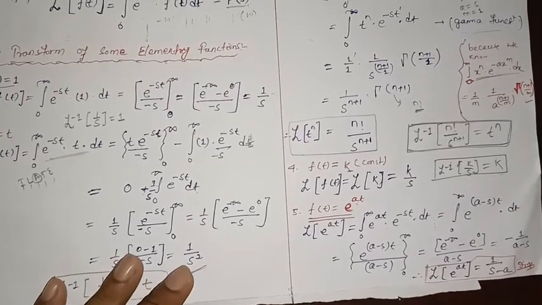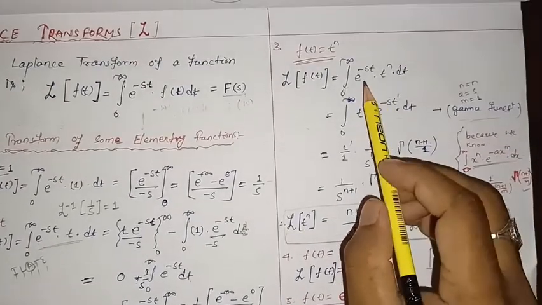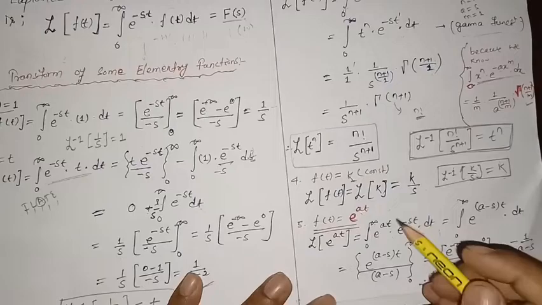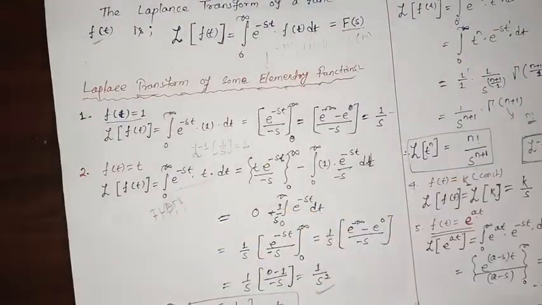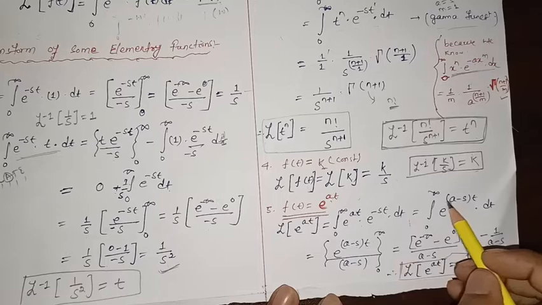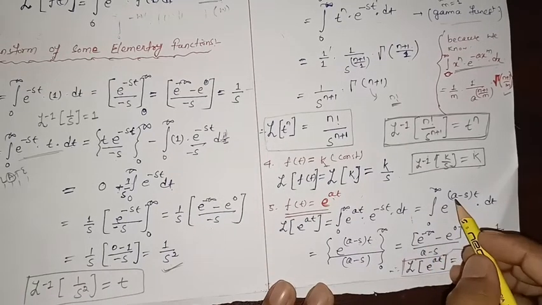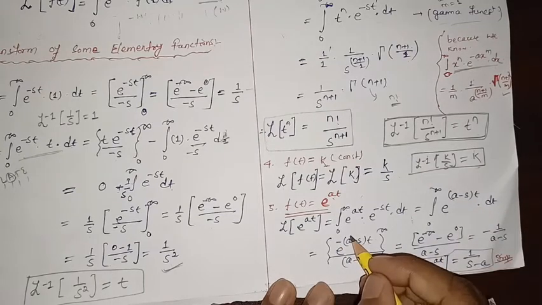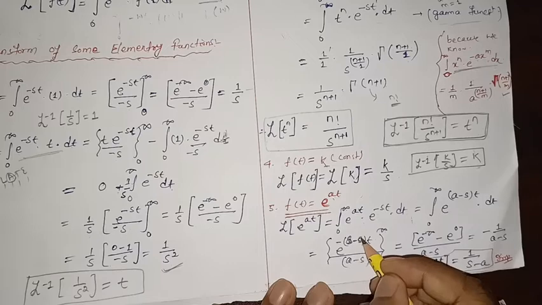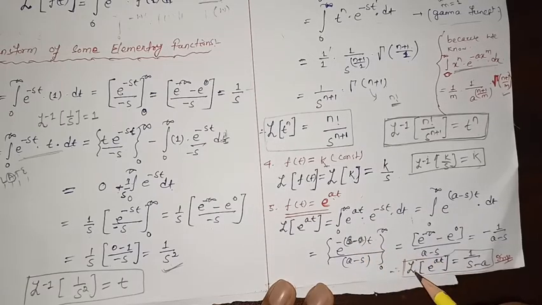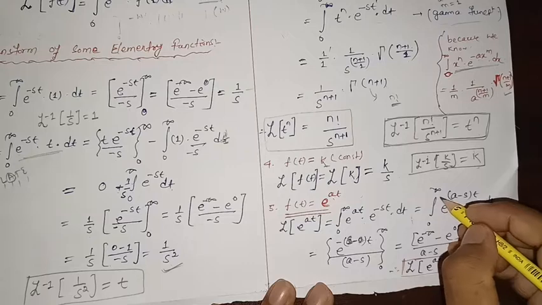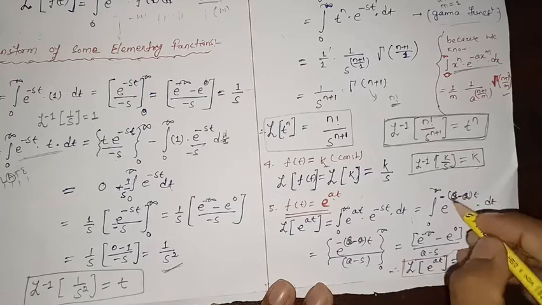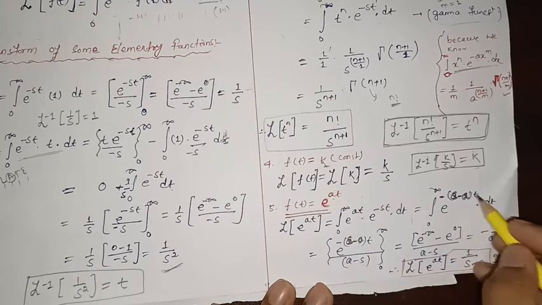Here you can mark one thing: we always have to write it in this type, e to the power minus st into this function. Here for this case, you can see e to the minus st, and the minus is not there. To do so, I am going to take minus common from these two terms, so it will be minus s minus a. In this format you have to write e to the minus s minus a t dt.